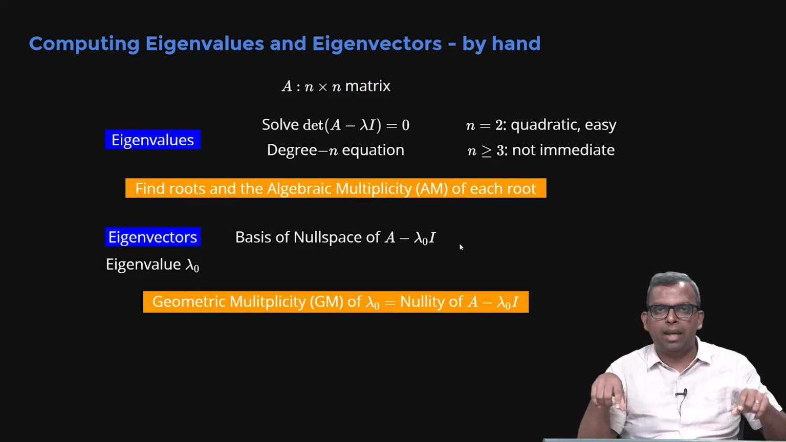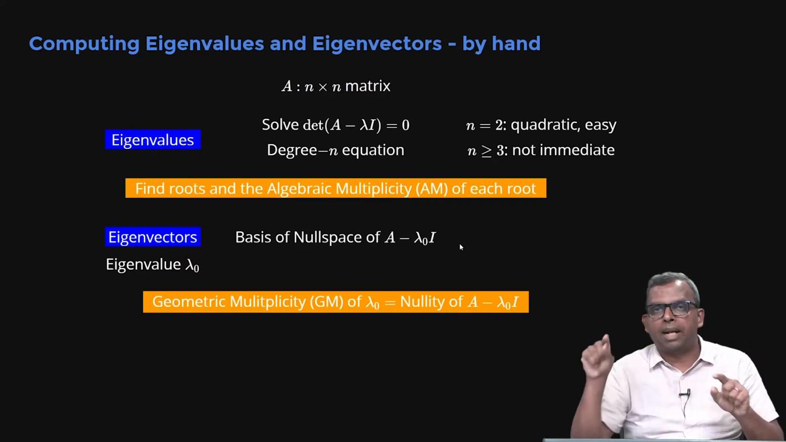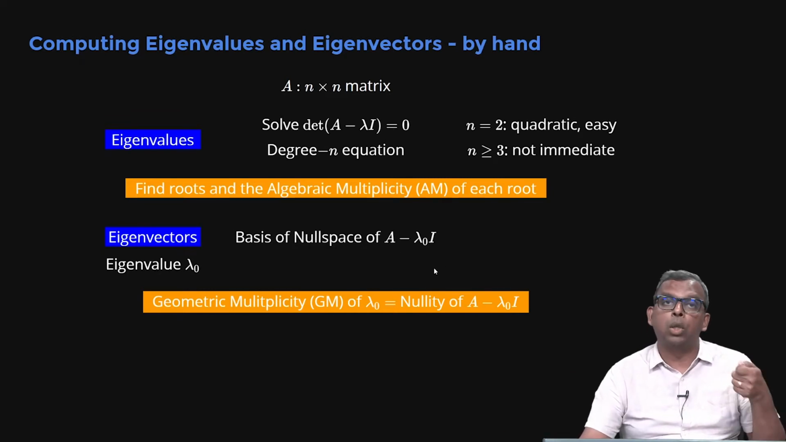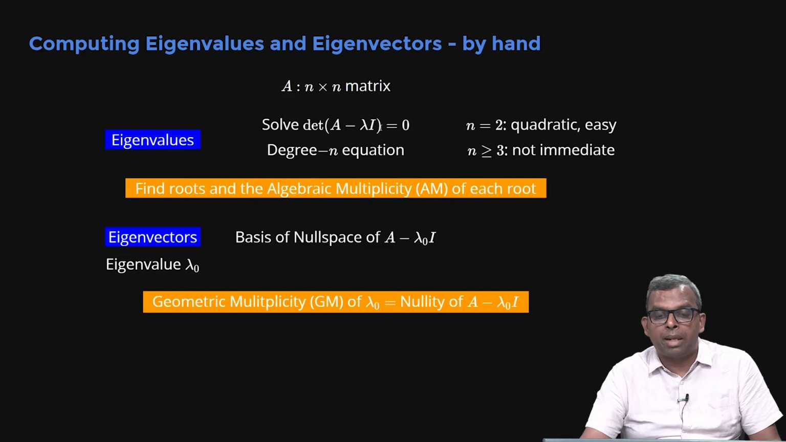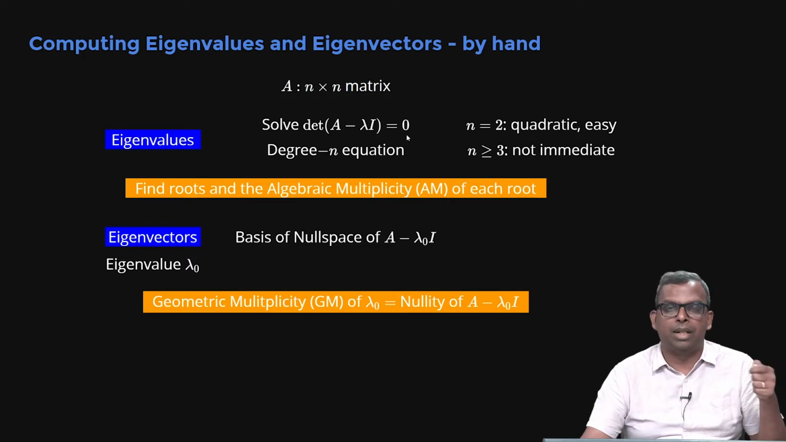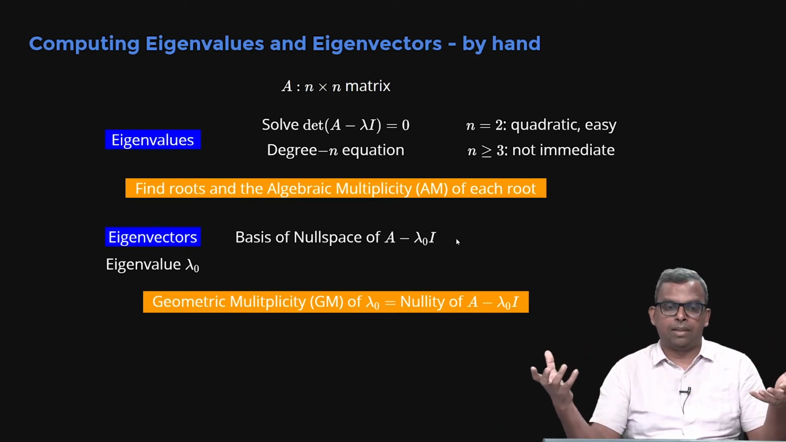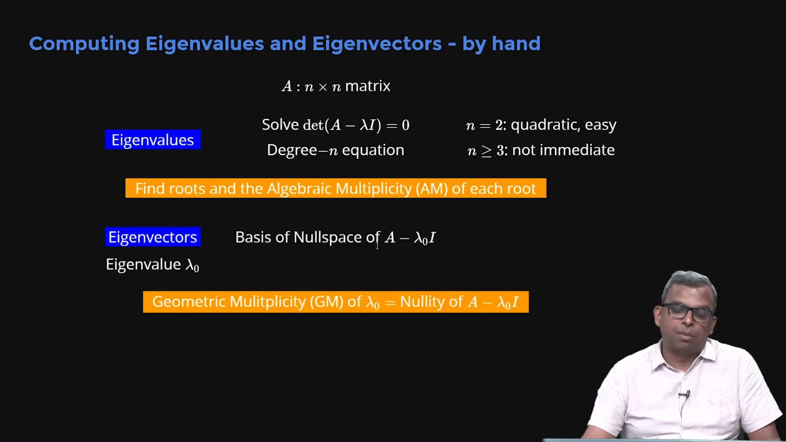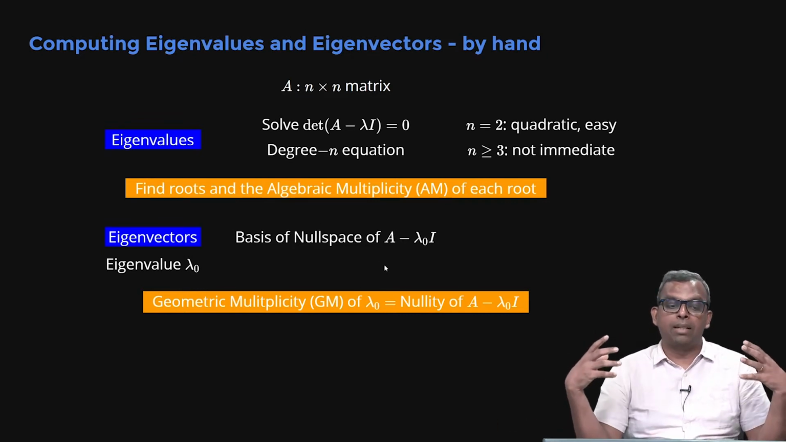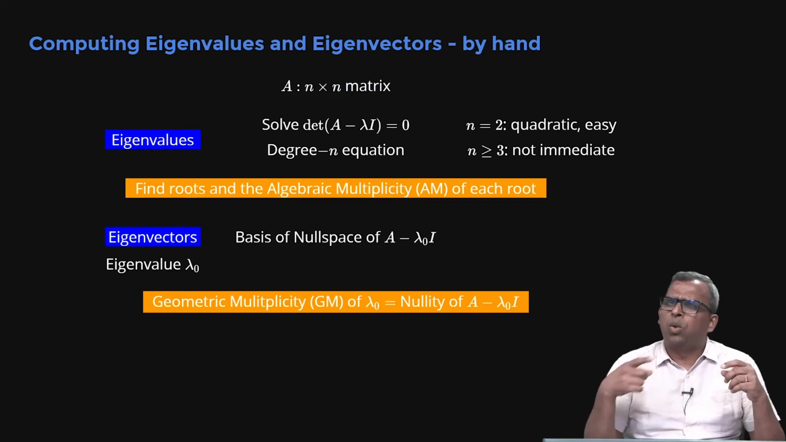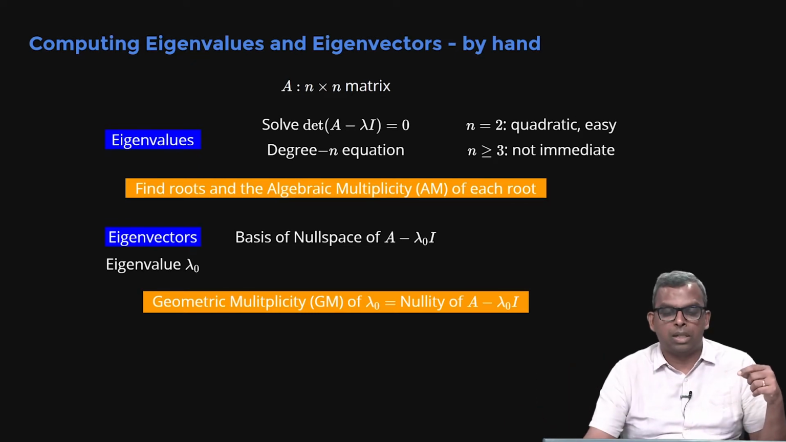You have a matrix A. From the diagonal values, you subtract lambda naught, and you get a new matrix. That matrix is guaranteed to be singular. Why? Because determinant of A minus lambda I is 0 for every eigenvalue. So for this lambda naught, A minus lambda naught I will be singular, meaning it will have a non-trivial null space. And you go find the null space. Every non-zero null space vector is actually an eigenvector with eigenvalue lambda naught.